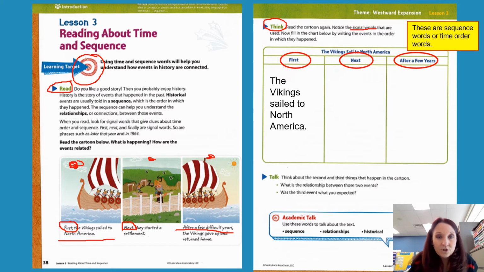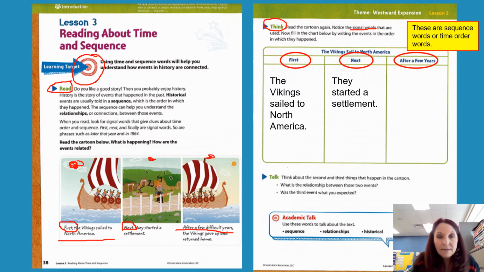Okay, the next picture shows that they started a settlement. So we're going to write that in the second part of the chart. They started a settlement. And the reason I use the word they is because in the first one I already wrote the word Vikings, so I know who we're talking about. If you didn't write the word Vikings in the first one, we definitely need to put Vikings in the second part of the chart instead of the word they. So pause the video and write that down.